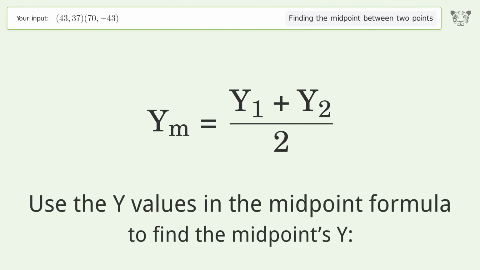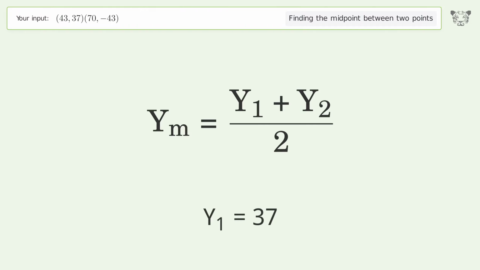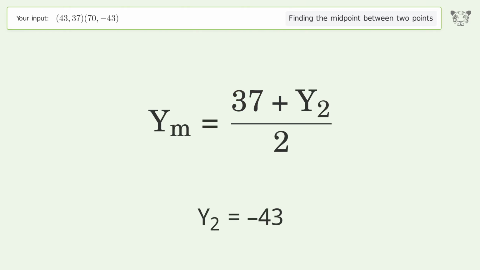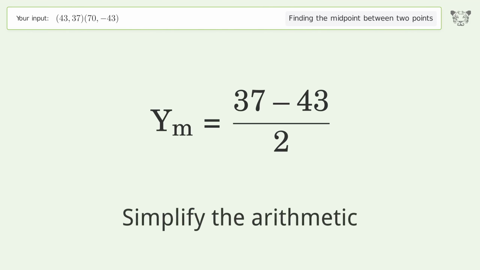Use the y values in the midpoint formula to find the midpoint's y. y1 equals 37. y2 equals -43. Simplify the arithmetic.